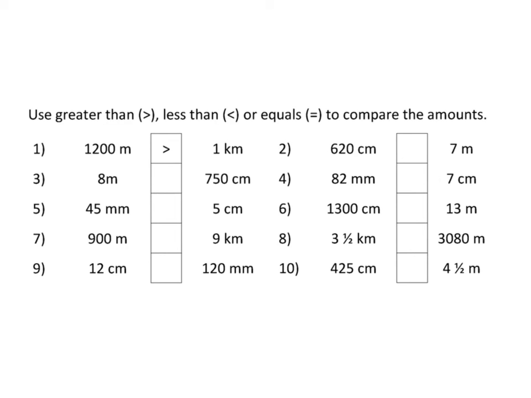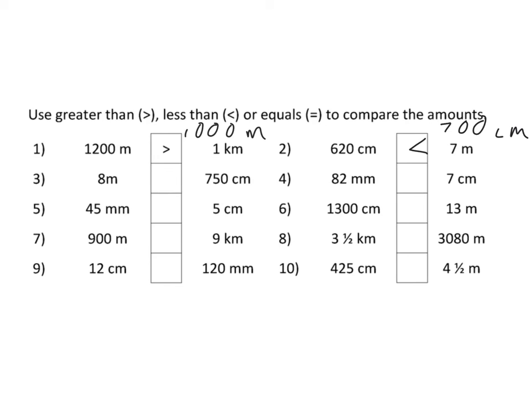Okay, so the first example has been completed for you. It says 1,200 meters is greater than 1 kilometer. Okay, and that's correct because 1 kilometer is 1,000 meters. So 1,200 is bigger than 1,000. So if we look at the next one, number 2, 620 centimeters, is that bigger or less than 7 meters? Now, 7 meters is 700 centimeters. So 620 centimeters is less than 7 meters.